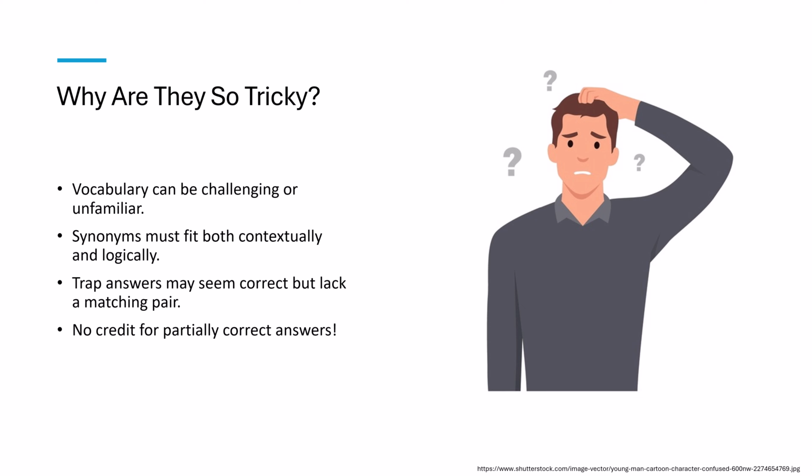Sentence equivalence questions are tricky for several reasons. First, the vocabulary can be challenging and sometimes you will see unfamiliar words. Second, even if a word fits the blank, it might not have a synonym among the other choices, so it can't be correct. Test makers often include tempting trap answers that sound right but don't have a matching pair. You have to be careful not to pick two words that aren't true synonyms in this context. Remember, there is no partial credit. Both answers must be right for you to earn the point.